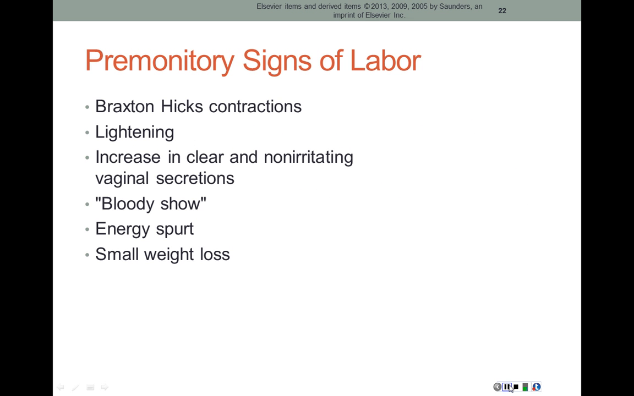You'll have an increase in clear, non-irritating vaginal secretions, and this is just because you've got pressure on this vaginal wall and this uterine wall, and it's going to cause the outflow of some of these fluids, and that's perfectly normal. Bloody show. This is just a sign that the cervix is ripe, and when we say the cervix is ripe, it means it's soft, it's dilating, and it's effacing. It's starting all of that process. It's ready for baby to be born.